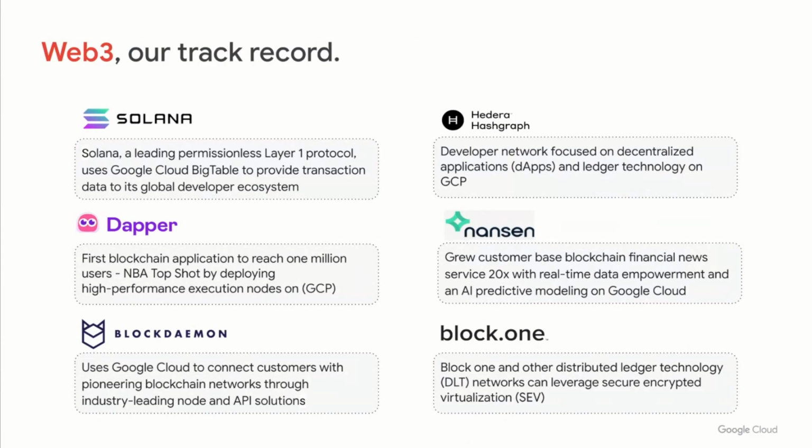BlockDaemon gives their customers access to a variety of blockchain networks through node and API solutions. And Nansen rapidly grew their user base through real-time data and a predictive AI model. So over the last few years, we've been working hand in hand with crypto native companies to meet their goals. And one of the offerings available publicly to everyone today is our BigQuery datasets. So let's take a minute to look at those and see why they're important.